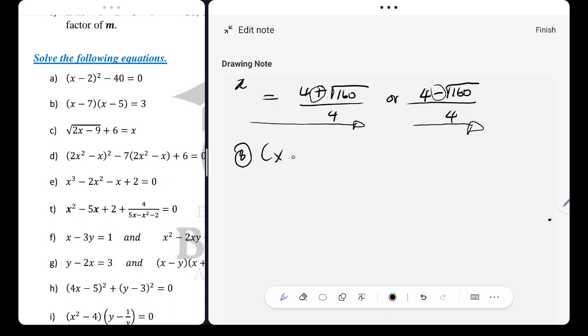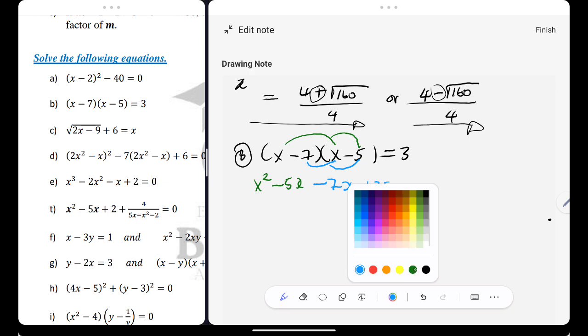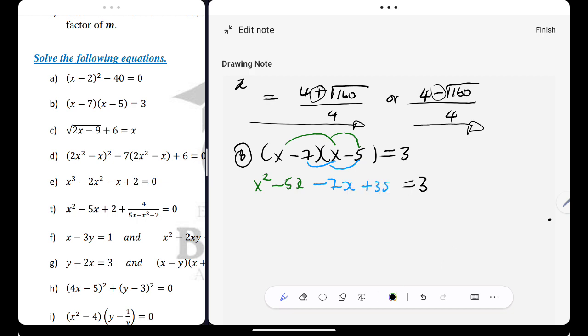B, I'm supposed to solve x, and I have what? I have brackets there. So the first thing I need to do is to remove the brackets. Are you together? The first term will multiply both the terms on the other side, such that I'll have what? X squared minus 5x. And then secondly, the second term on the first bracket will do the same thing. We'll multiply both terms on the other bracket, and I'll have negative 7x plus 35. This thing is all equal to 3.